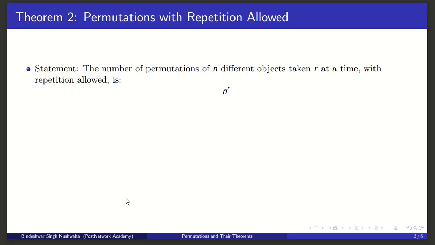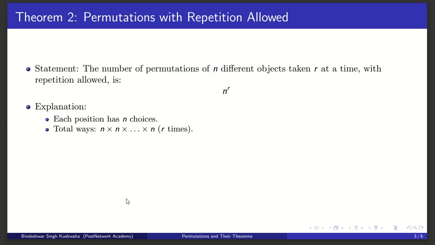Now if repetitions are allowed, you will have n raised to r arrangements. So here in the example, arranging two objects from 3 with repetitions, that would be 3 raised to 2, and there would be 9 arrangements.